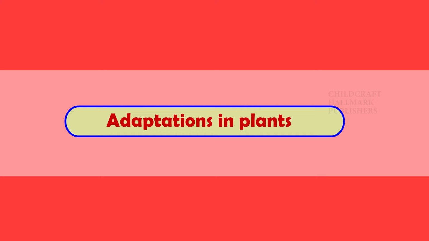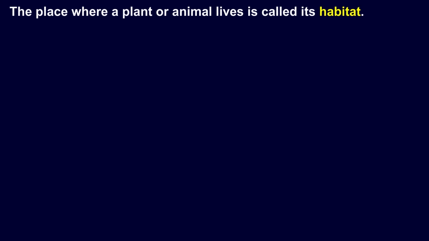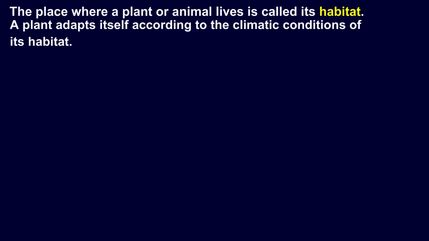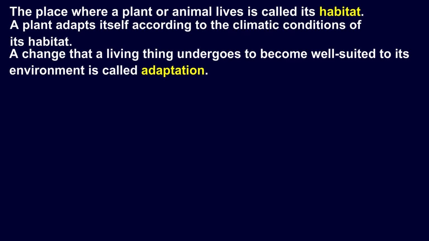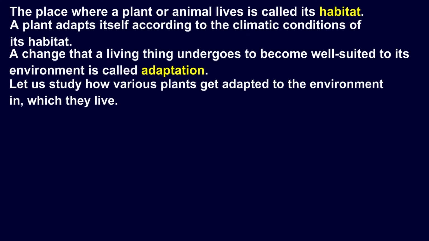Adaptations in plants. The place where a plant or animal lives is called its habitat. A plant adapts itself according to the climatic conditions of its habitat. A change that a living thing undergoes to become well suited to its environment is called adaptation. Let's study how various plants get adapted to the environment in which they live.